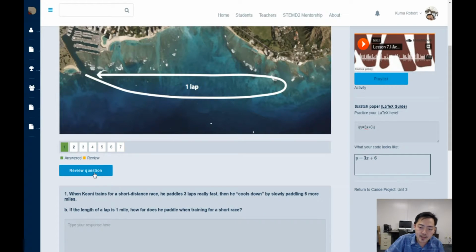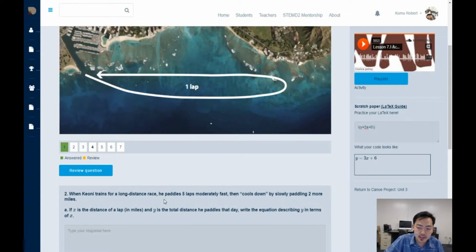In question 2, we have that the distance of a lap is 1 mile. So from this, we can use the previous equation to figure out how much Keone paddled in that day. In the next question, we see that the length of a lap is 4 miles. So once again, we can use the first equation to figure out how far Keone has paddled in that day.